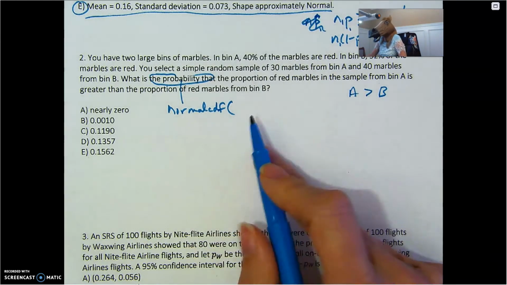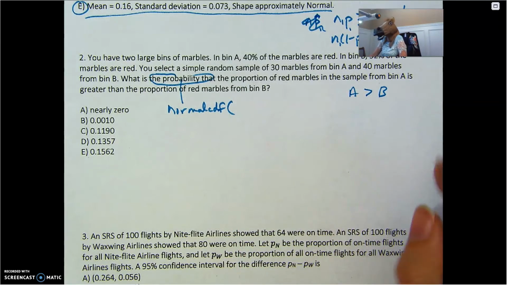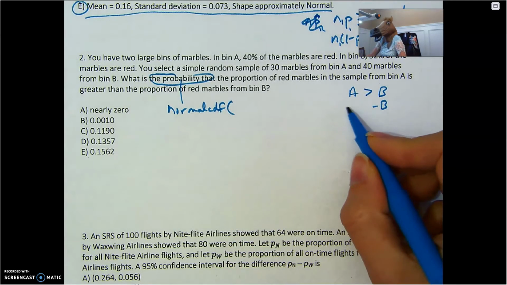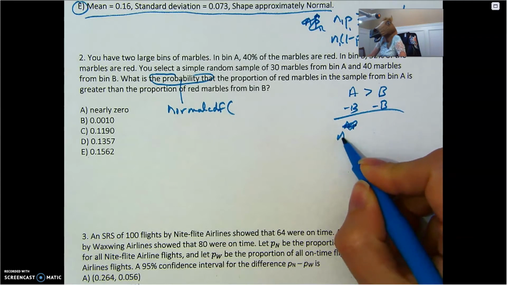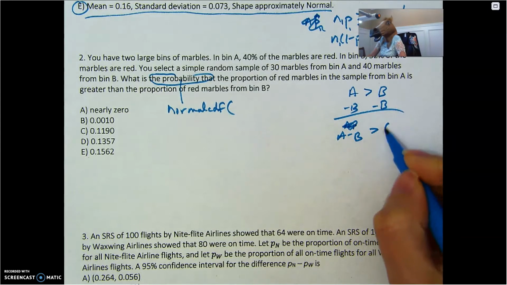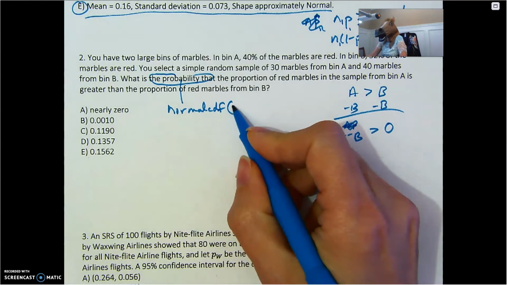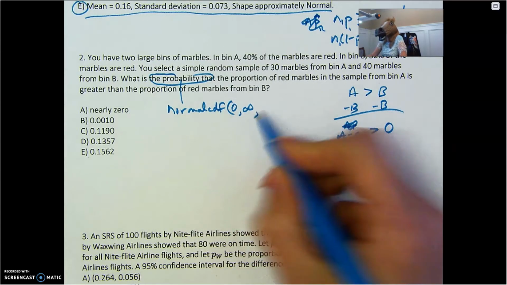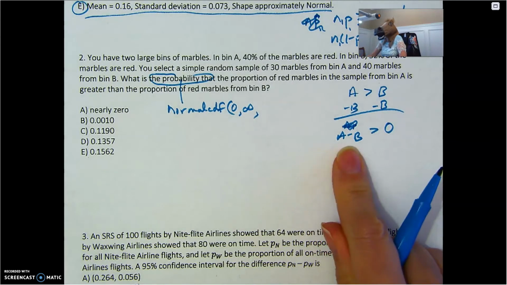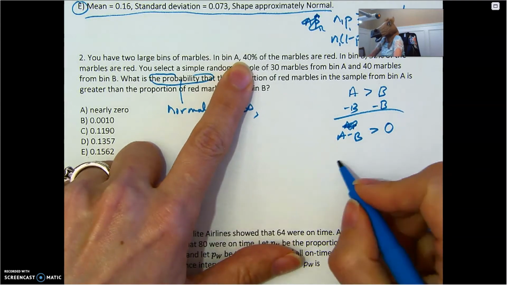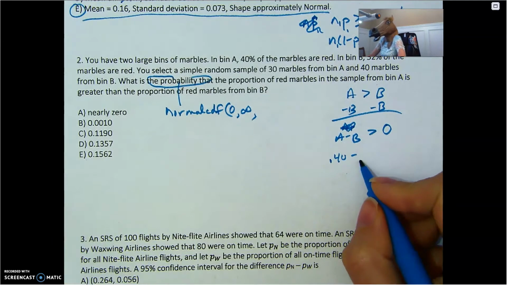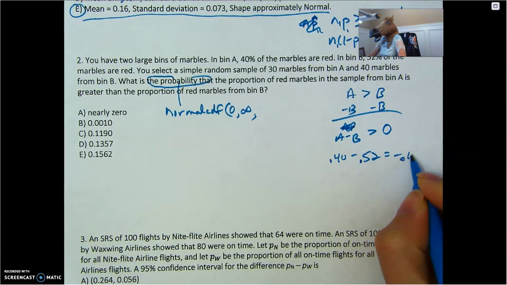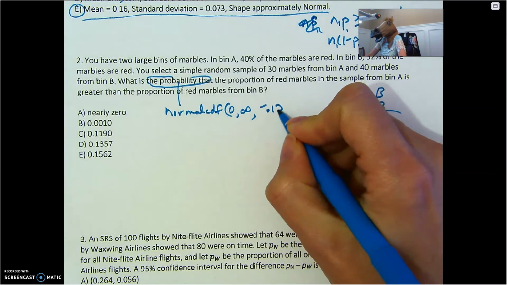All right. We need a lower bound and an upper bound number, and right now we don't have that, so I'm going to do a little bit of algebra. So we've got A minus B, greater than 0. So that's going to give me my bounds. We're going 0 to infinity. All right. So if A minus B is the order of things, then I need to go in that order. So bin A was 40% minus bin B was 52%. And that's a negative 12% difference on average.